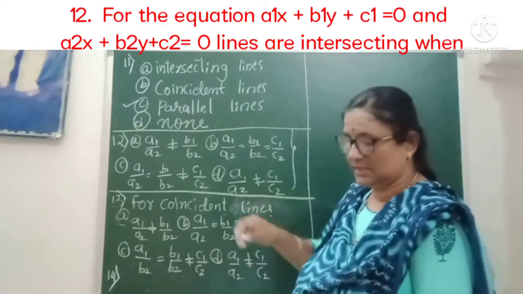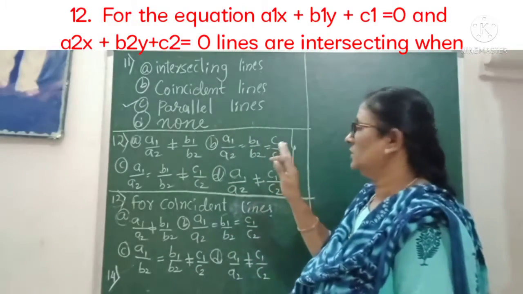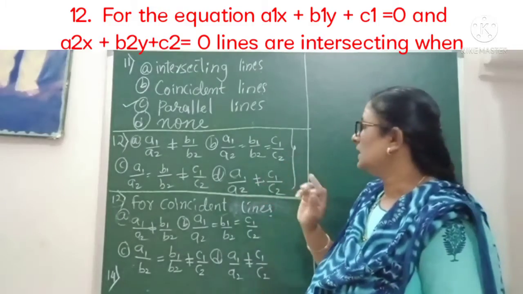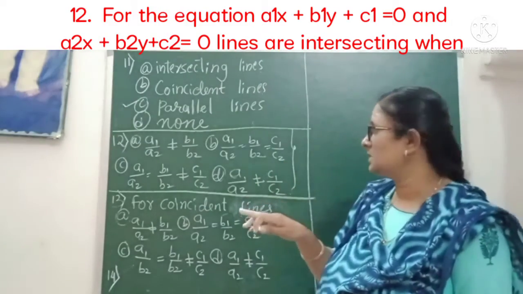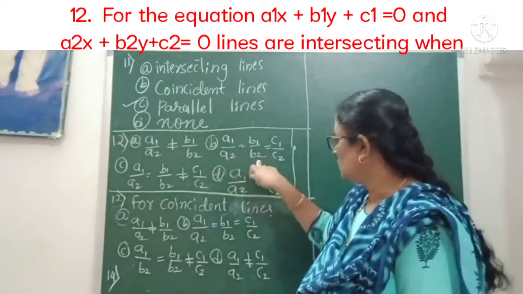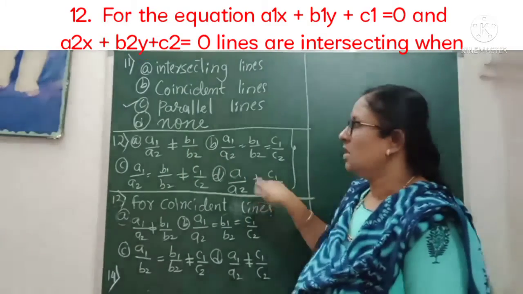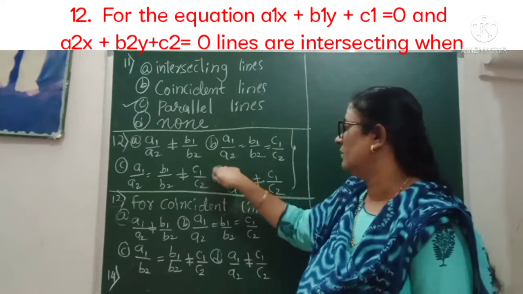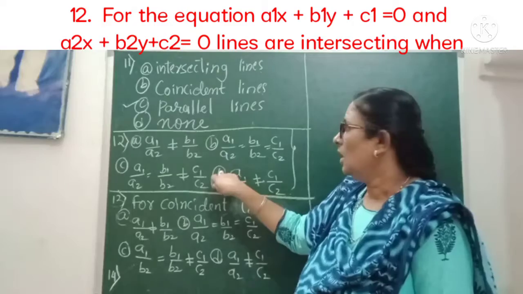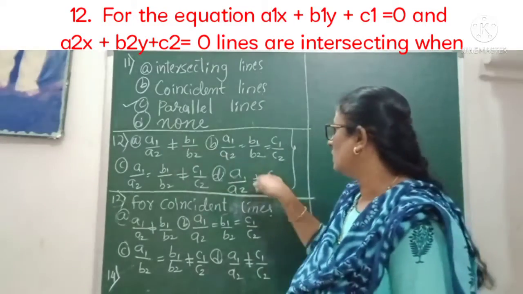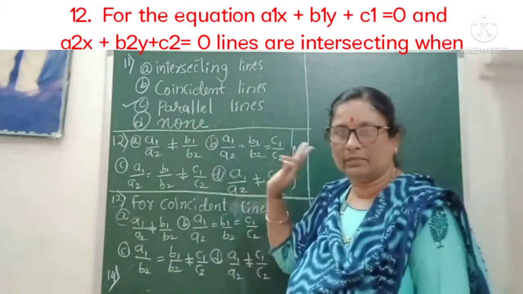So here the question is something like this. For a pair of linear equations representing intersecting lines, the conditions are a1 upon a2 is not equal to b1 upon b2, or this one, or this one, or this one. So have this in mind. The confusion is only between these two. Okay, you will get confused. These are the not-equal-to concepts. We are going to get that one condition.